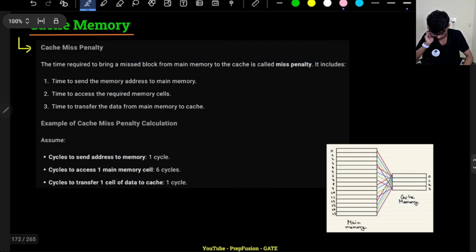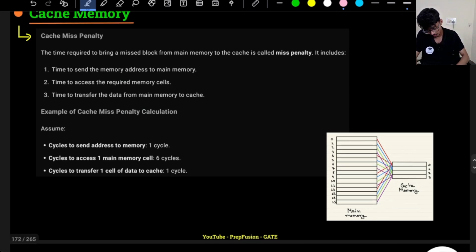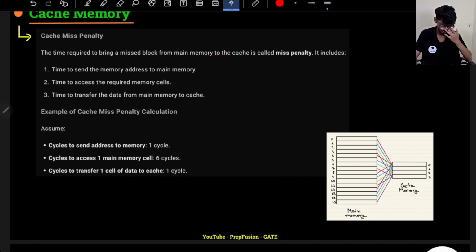So now let's understand the concept of cache miss penalty. So what is cache miss penalty? The time required to bring a missed block from the main memory to the cache is the miss penalty, right? So whatever time I require to bring the missed block from the main memory to the cache memory will be the miss penalty. This we have already discussed previously as well. Now we will go deeper into it, because we have more knowledge about cache memory.